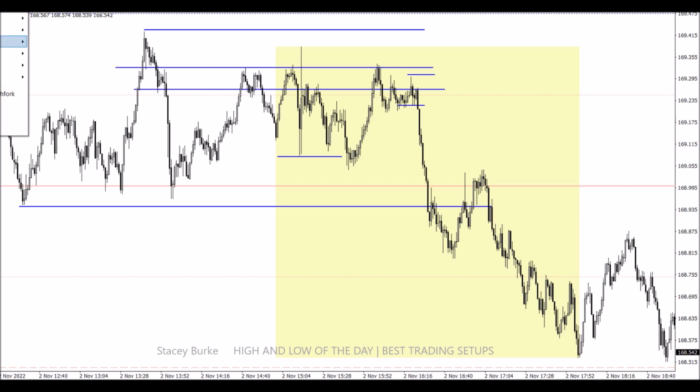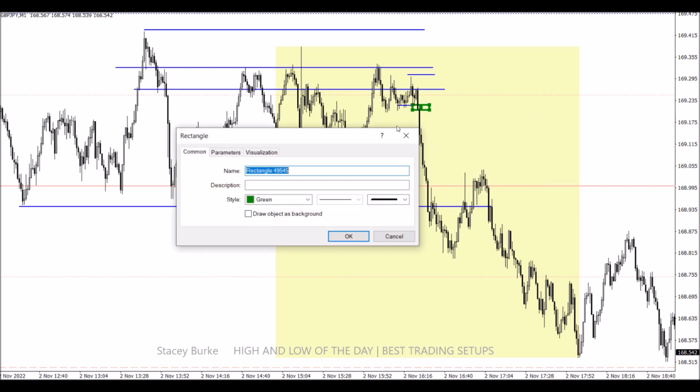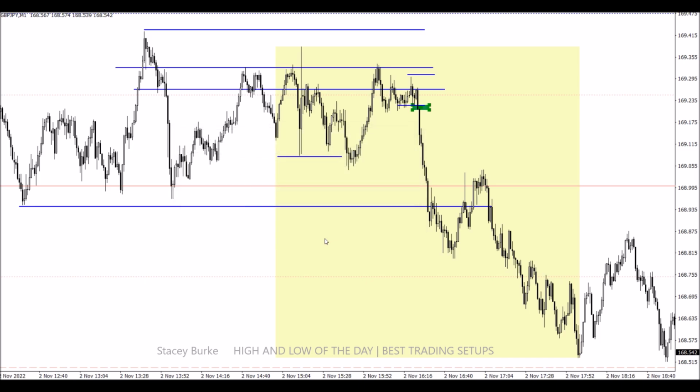Nothing complicated about this. We are looking for these trades for a 50 pip move back down through the low of the day into the low of the week. It's as simple as that.